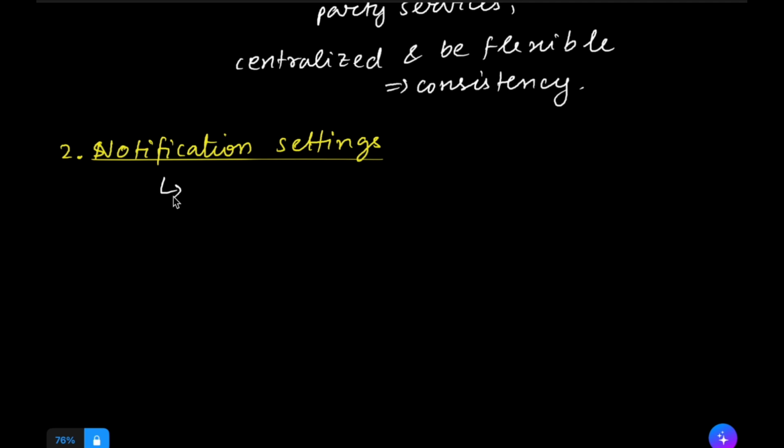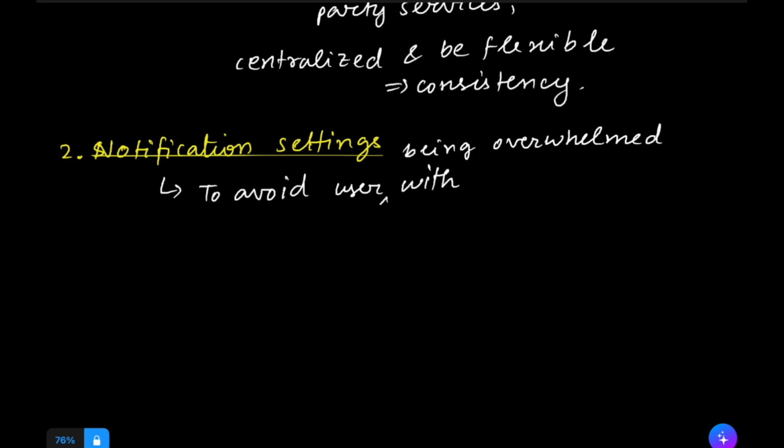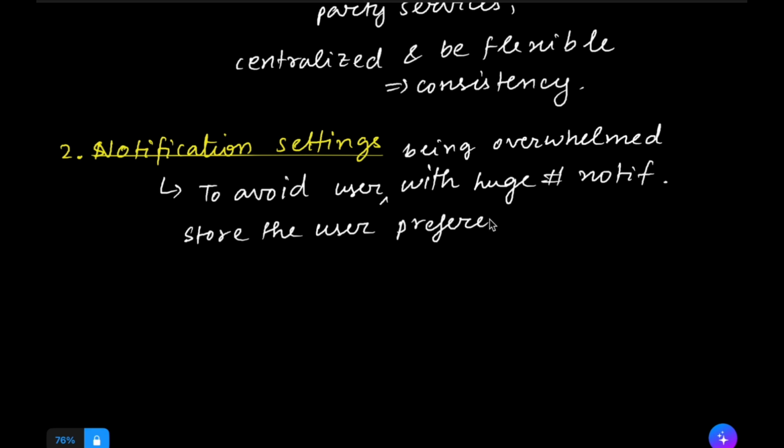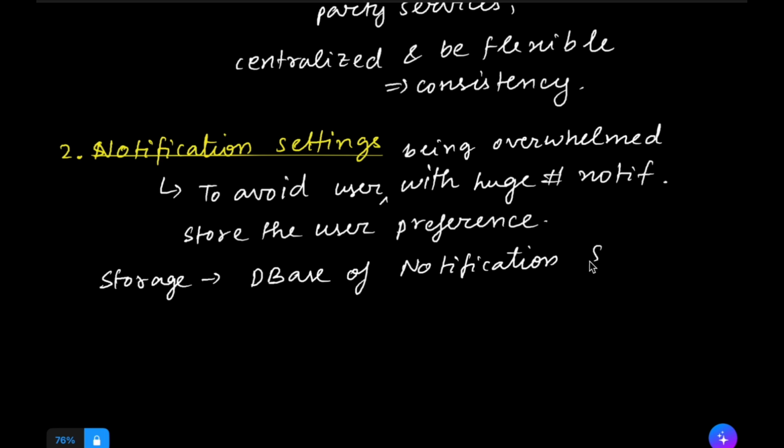So this is basically to avoid the user being overwhelmed with a huge number of notifications. What we do is store the user preference. So where do we store this? The storage is the database of the notification system server. This is the storage for notification settings.